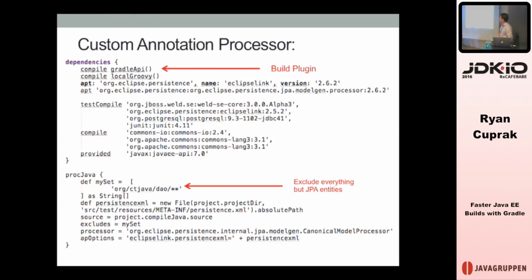So then in the main build file, I've got the compile for Gradle API, so I'm going to build the plugin and also use the local Groovy. And then down below, I only want to include classes from my data model, which happen to be in the DAO package. That's where the classes are that I want to run the annotation processor over, because if it hits any of the other classes, the older EclipseLink thing is going to complain about it.